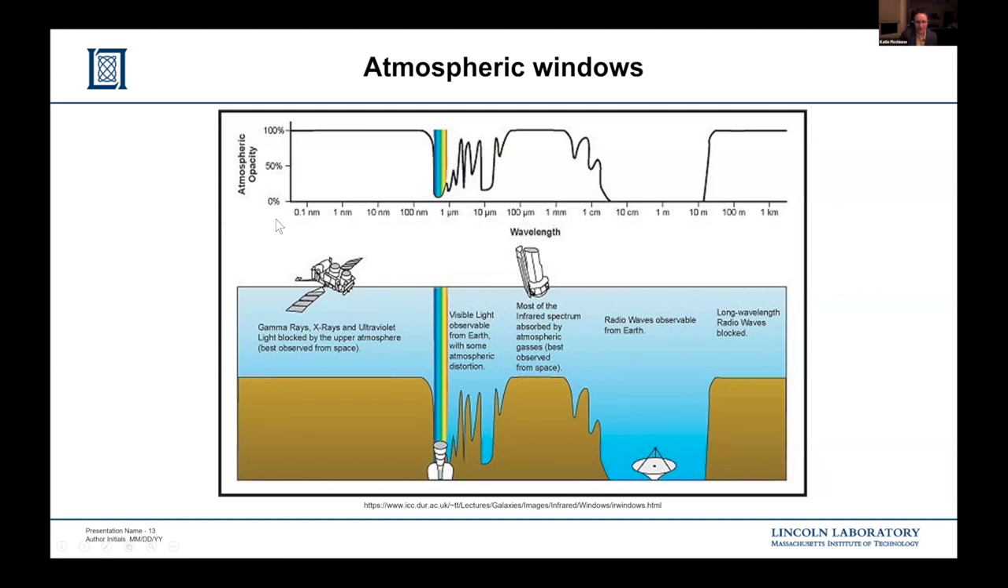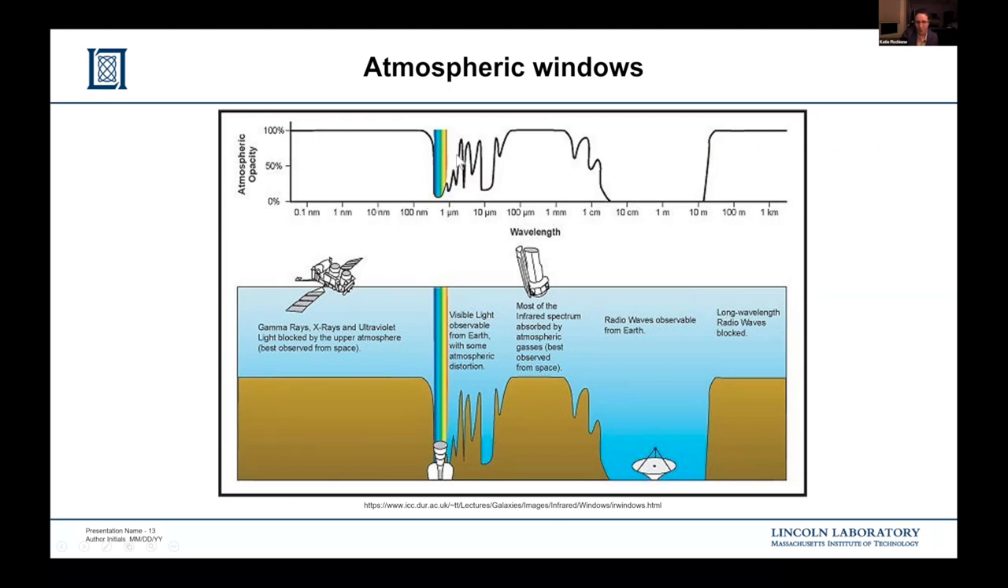Along with the electromagnetic spectrum, one principle I wanted to make sure I shared is that different materials absorb and reflect different frequencies of light. The atmosphere is one of those things. Some wavelengths of electromagnetic radiation can pass through the atmosphere, and some are reflected by the atmosphere or absorbed by the atmosphere. What we're seeing here is the atmospheric opacity as a function of wavelength. We have the long radio waves down at this end of the spectrum, and the high frequency gamma rays up at this end.